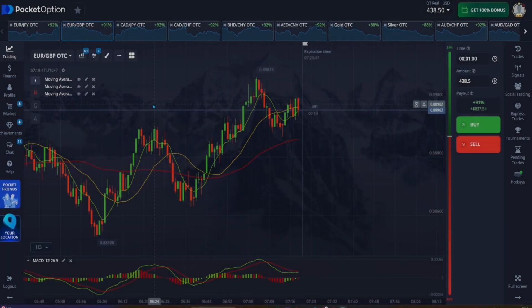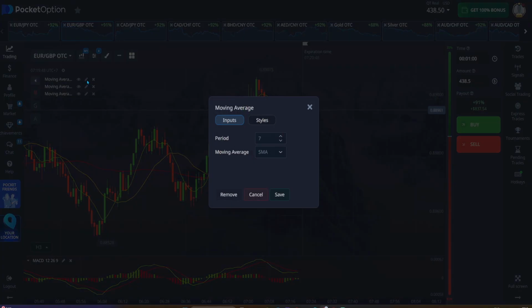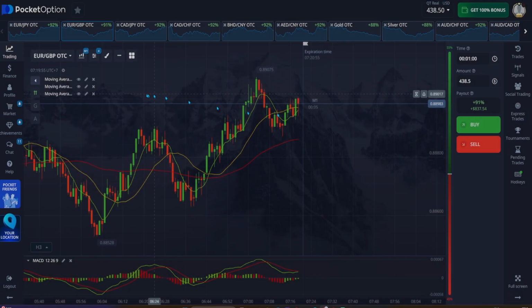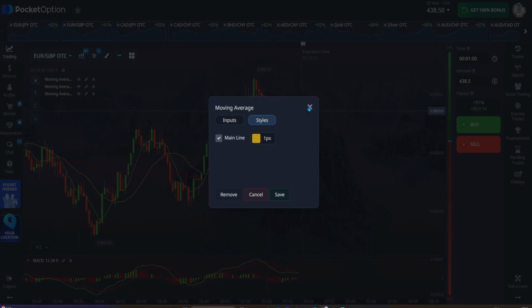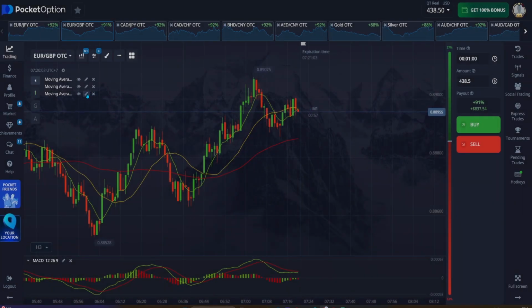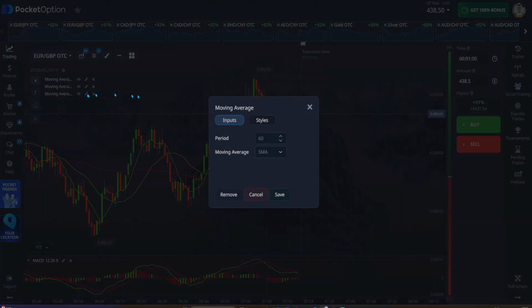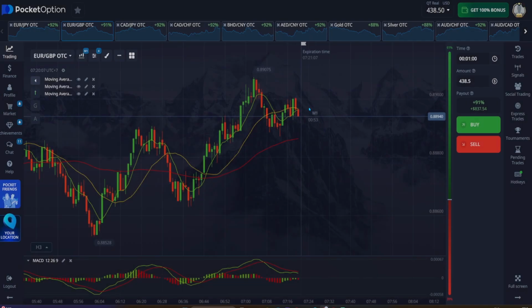To use this strategy, the first step is to set up the indicators on your chart. 7-period moving average in green. This serves as the short-term trend line. 20-period moving average in yellow. This captures the medium-term trend direction. 60-period moving average in red. This represents the long-term trend and also acts as dynamic support and resistance.